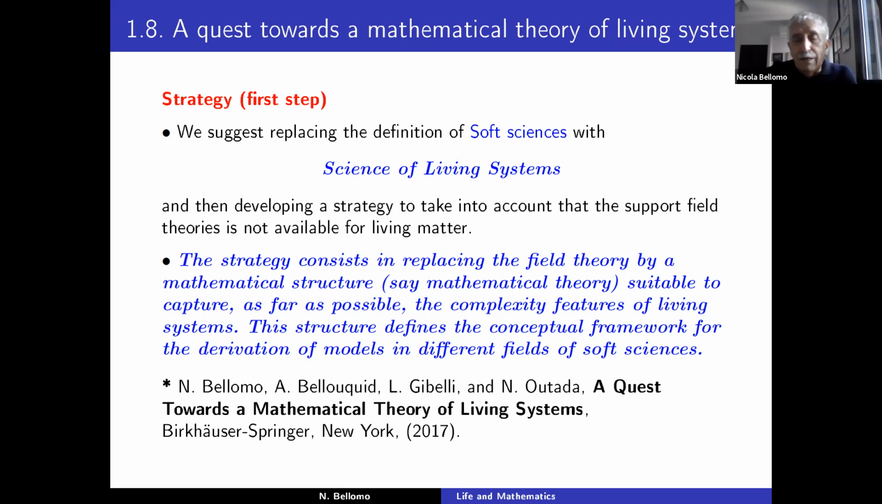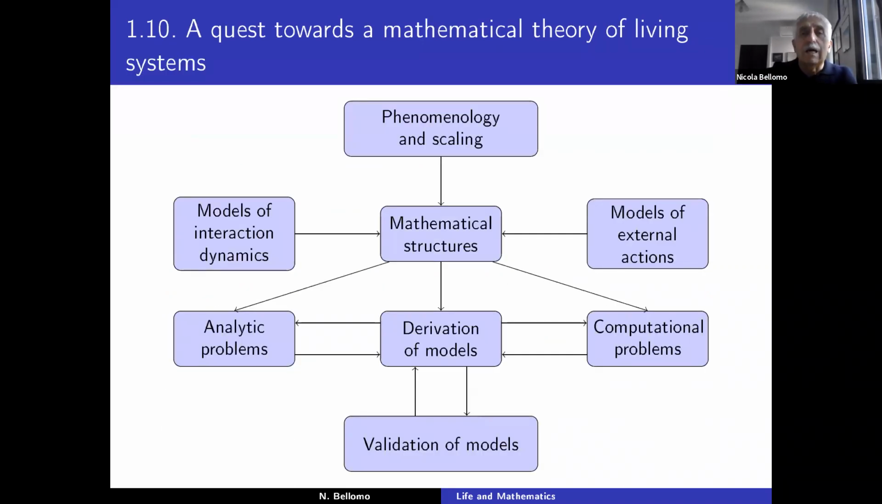And how are models derived? Well, I will explain in this flowchart. After having examined the specific system under consideration and studied the scaling problem, we derive a mathematical structure with the aim I mentioned before. I will go back to this soon. Then we learn from Schrödinger that we must model interactions between the entities of the system. We also have to model external actions. Then if we enter the interactions and external actions into the mathematical structure, we obtain the model.